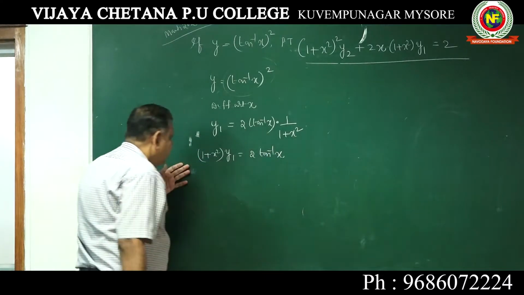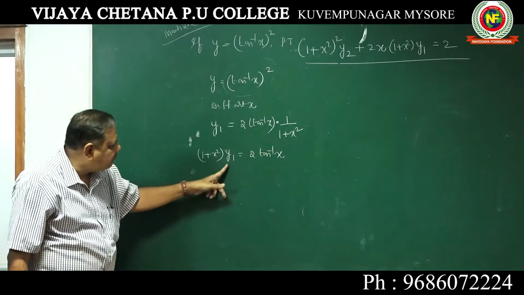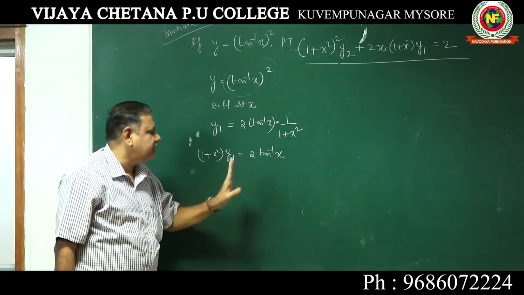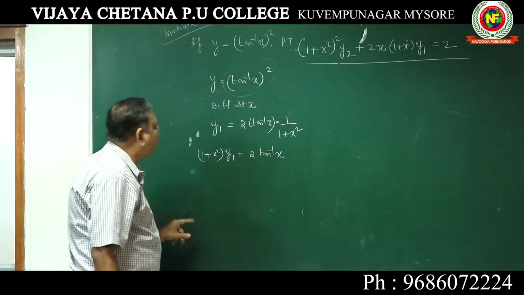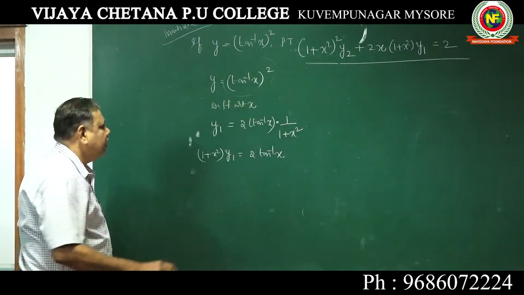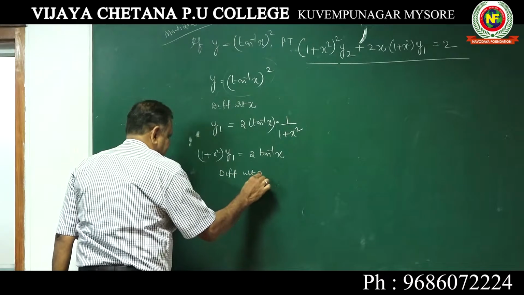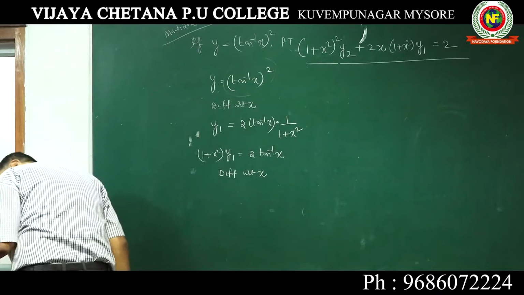So now it is (1 plus x square) y1 is equal to 2 tan inverse x. Now again further differentiate. We have to do this because it is a second derivative problem. Now further differentiate with respect to x.